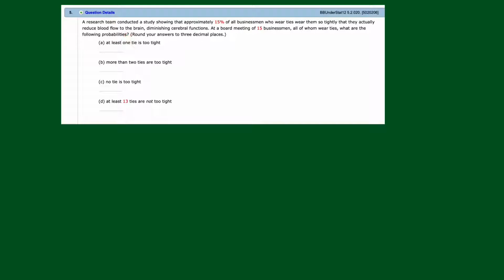Okay, so here's what we know. I'm going to write some of this down so I have it in front of me. N is equal to 15 businessmen. The probability of success, being a tie that's too tight, is 0.15.